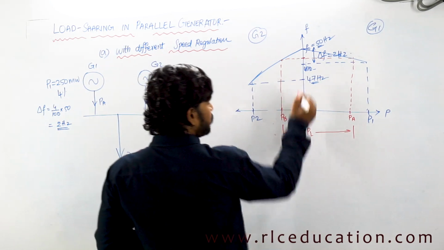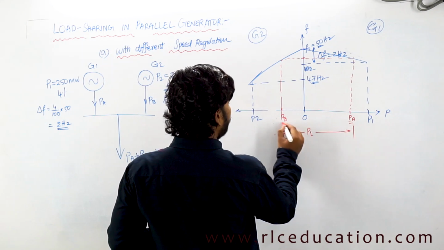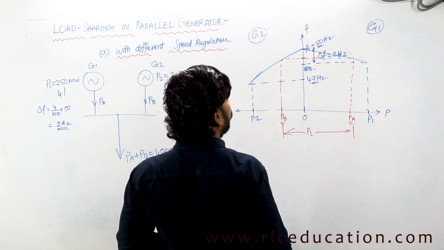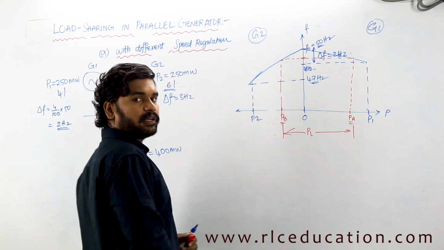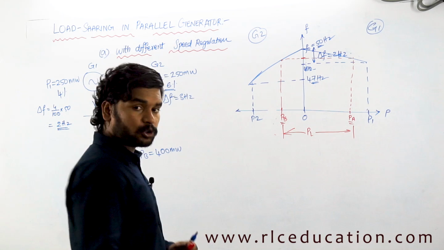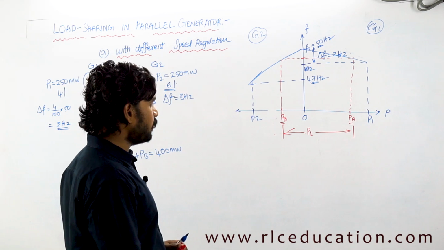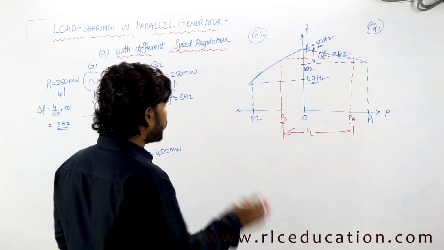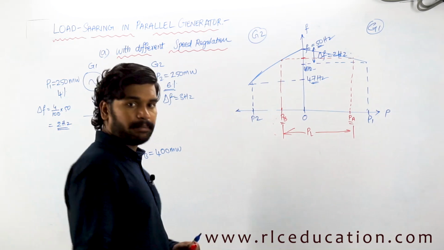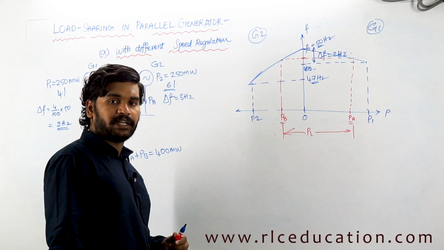Now you see, these both generators, when operating with PA and PB load, share a common frequency somewhere over here. Now you are supposed to find what is that frequency with which both of them are operating. At the same time, what are the PA and PB of the both generators?